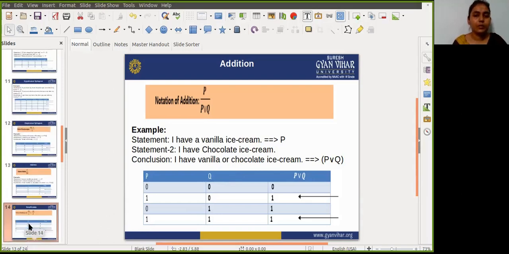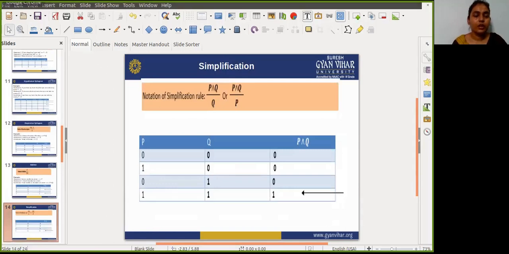Next one is simplification. Okay, so the simplification rule states that if P and Q is true, then Q or P will also be true. It can be represented as the notation of the simplification rule is written like that. So for that, we first calculate the P and Q proposition. So in only one case it shows the result, see that if both P and Q are true, then P or Q are true. Okay.